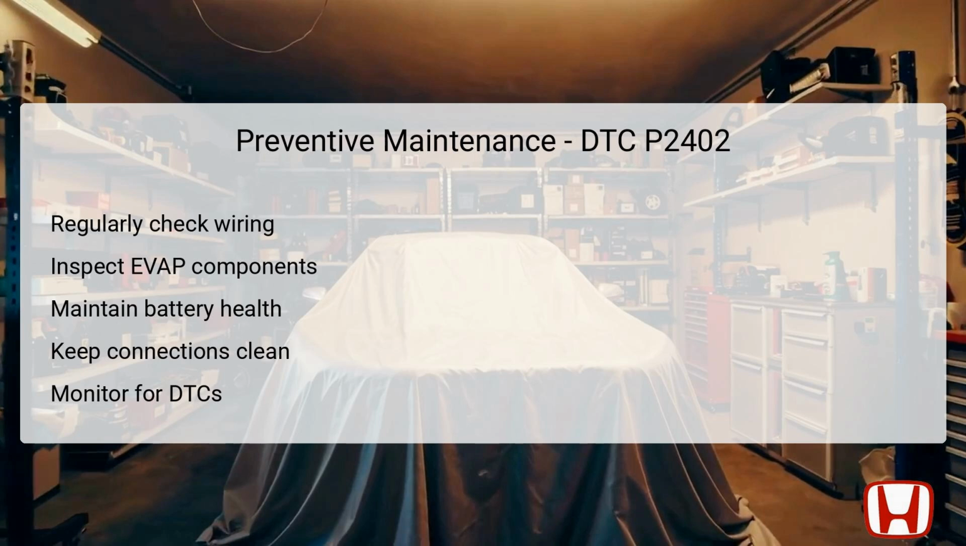Maintaining the battery's health is another crucial factor, as a failing battery can contribute to voltage fluctuations leading to DTC errors. Ensuring that connections, both electrical and ground, are clean and secure helps reduce the likelihood of resistance and intermittent faults. Finally, routinely monitoring for DTCs after repairs or during regular maintenance can facilitate early detection and resolution of problems, thereby prolonging vehicle life and performance.